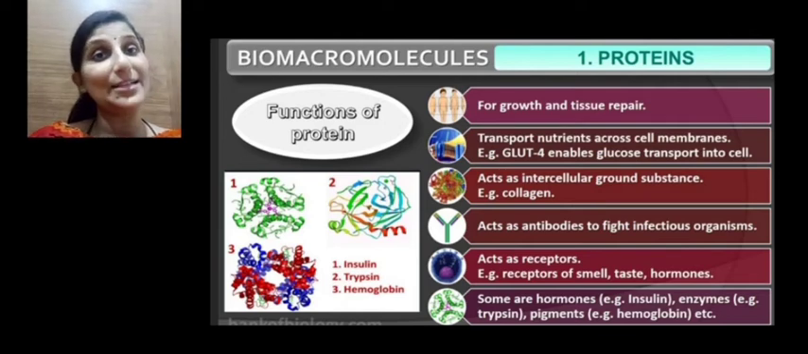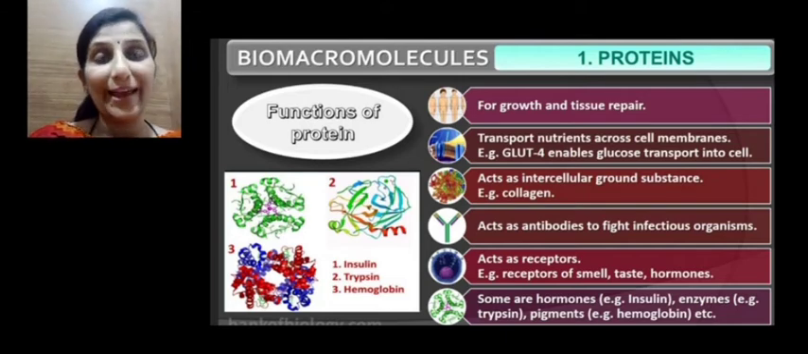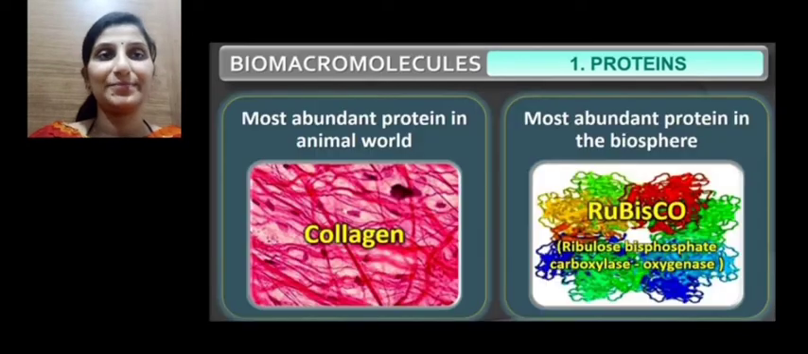Some pigments are proteins, for example, hemoglobin. So proteins are the major structure of hemoglobin. They also form part of enzymes and hormones. The most abundant protein in the animal world is collagen, and in the total biosphere, the most abundant protein is rubisco.